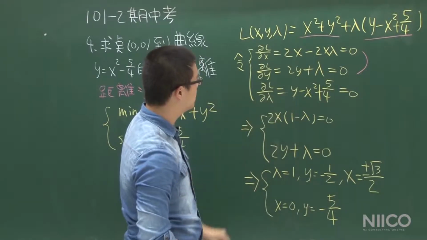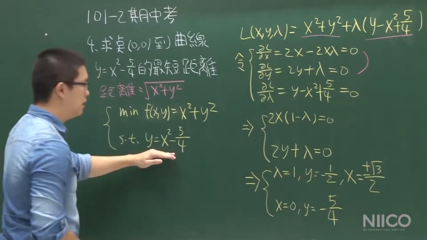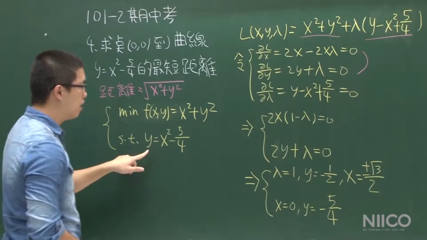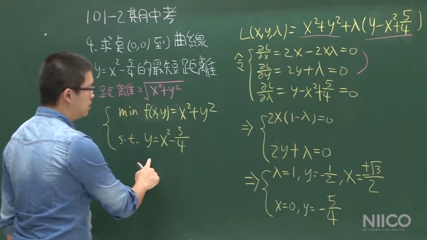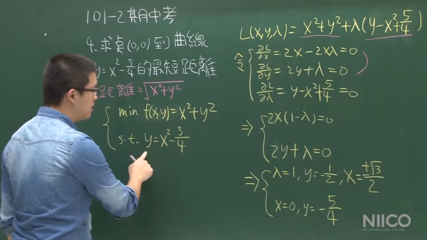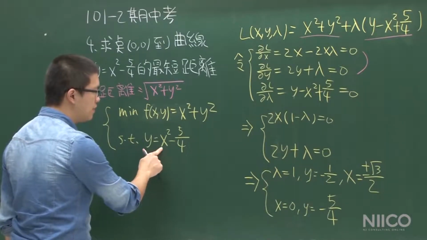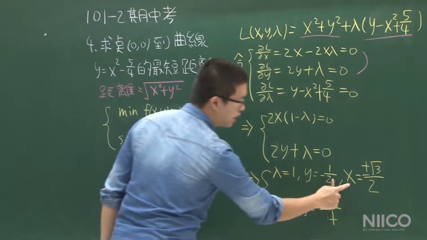Now, if x equals 0, what about lambda? We see that when x equals 0, y minus x squared plus 5 over 4 equals 0, so y equals negative 5 over 4. Now, 2y plus lambda equals 0, so lambda equals 5 over 2.